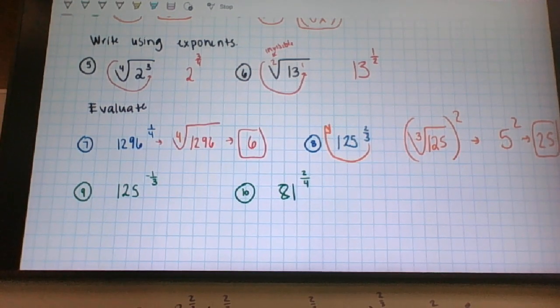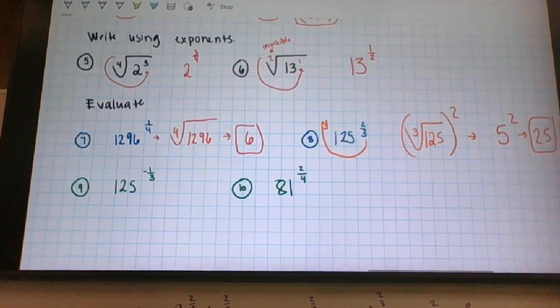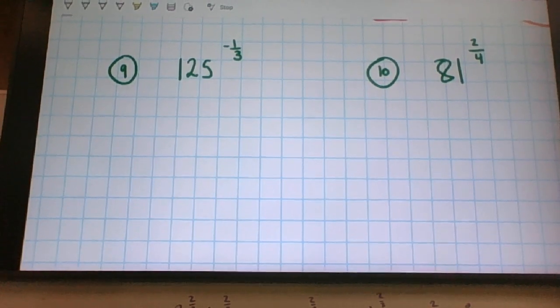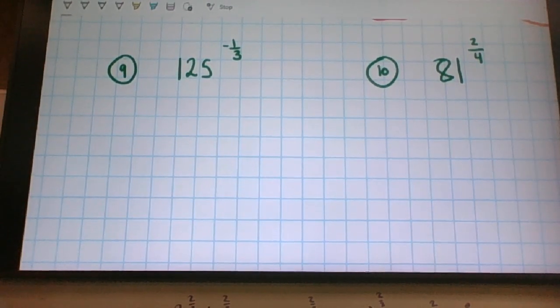It is -1/3. Let me zoom. Are you ready? 9 and 10, zoom. Gosh, what do we do with negatives? Yeah, this is so evaluate. Put it over 1. Negatives, you have to make fractions. Yikes. Negative exponent.